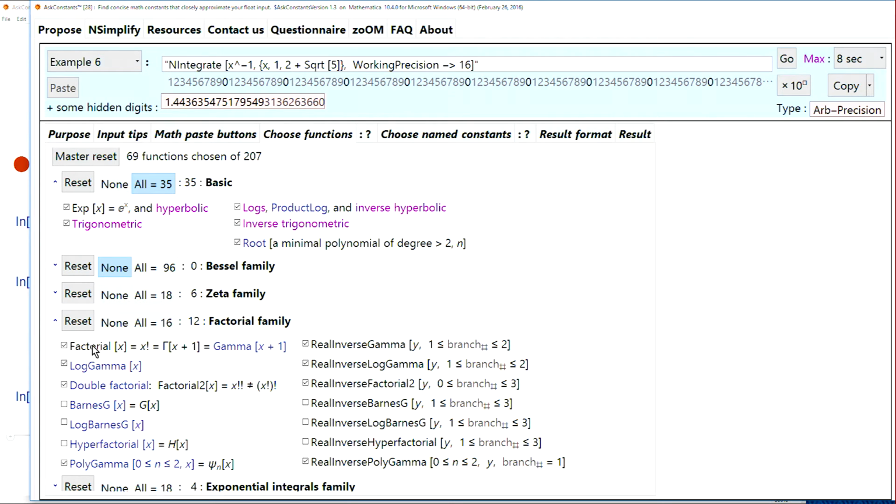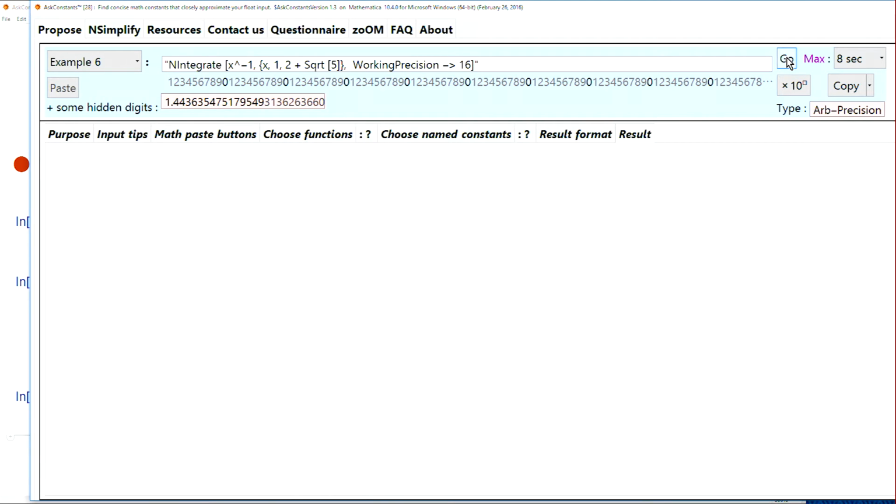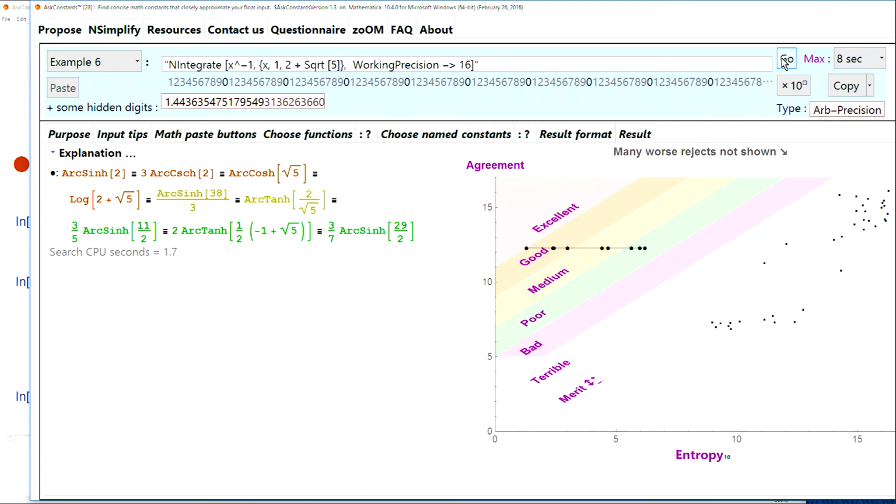You'll notice that, for example, for gamma, real inverse gamma is actually checked already. I think it's a relatively common choice, and it doesn't cost me that much. So let's do the next example here. Oops, that's the same example. I meant to do 5.